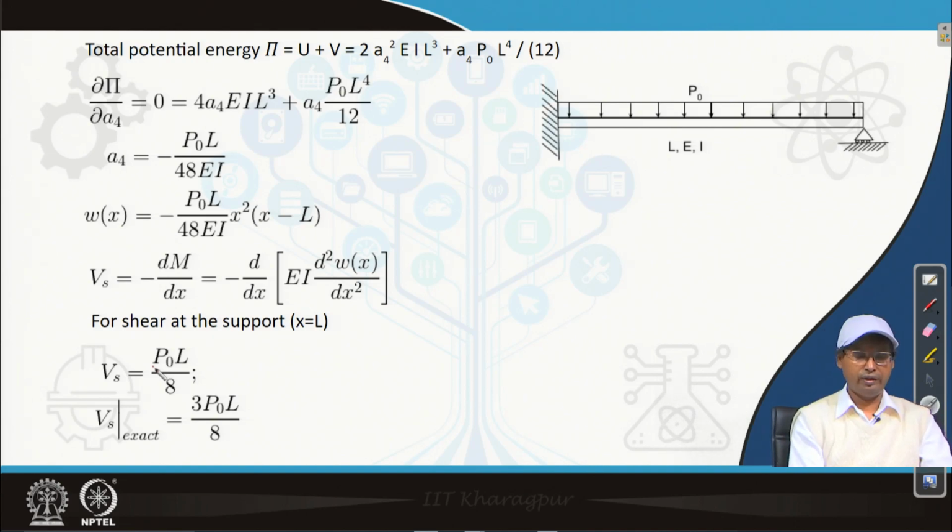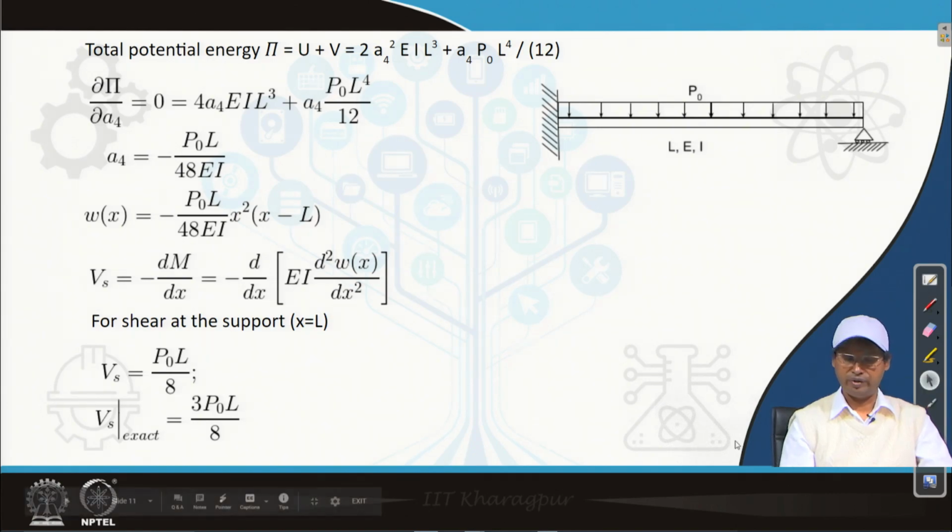The exact solution is 3 P 0 L by 8, that we can easily find out by the unit load method or any other energy method for an indeterminate structure solution. Why is it not matching? That is the reason I have tried to discuss. It depends on the experience of the engineer who is analyzing it. How close do you assume the function with respect to the displacement?